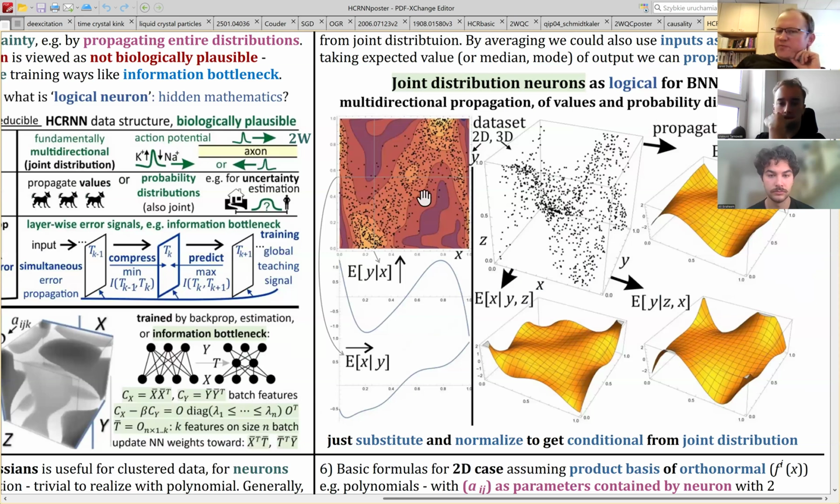Having this model of joint distribution as the content of neuron, which I think could fit into the biological one, we could, for example, change the propagation direction. Just substituting one variable and normalizing, we get conditional distribution in one direction. Taking expected value, we can get value propagation in one direction. So from the position, what is the expected value in the vertical axis, or the opposite? We can substitute y and normalize and take expected value, and we get this kind of conditional expected value. Here is for 2 dimensions. To normalize, we get the conditional probability distribution.